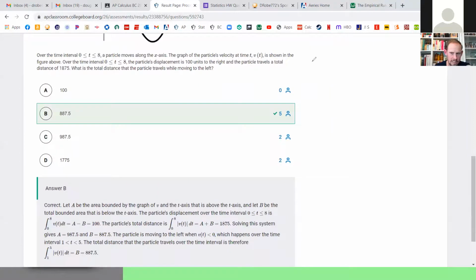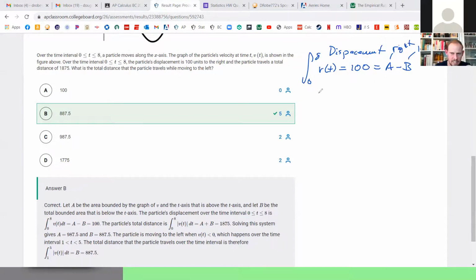So let me try explaining it again. The integral from 0 to 8 of the velocity, this is the displacement. It ends up equaling 100. Part of that is moving to the right, and part of that is canceled out by moving to the left. I can't erase. It doesn't like to let me erase with my pen. I have one click erasing on everything else except for here. So this is moving to the right, and this is moving to the left.